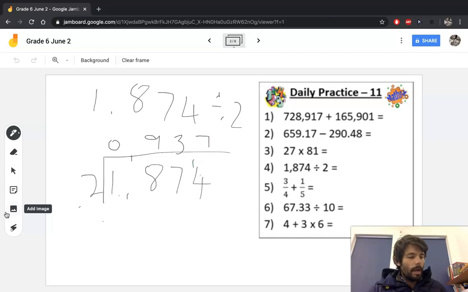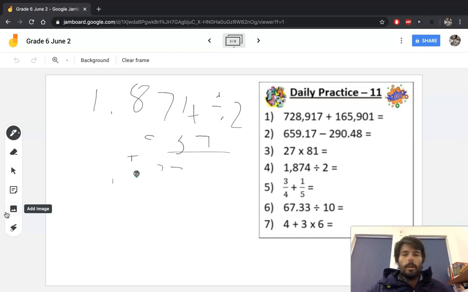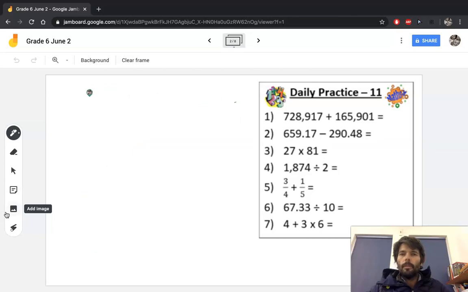Now if I multiply 937 by 2, I need to get 1,874, and I do indeed get 1,874 if you go and work that out. Question 5 is the addition of fractions, and the first thing you'll notice is that the denominators are different, and if the denominators are different, then we need to find the lowest common multiple of 4 and 5, which is called the lowest common denominator.